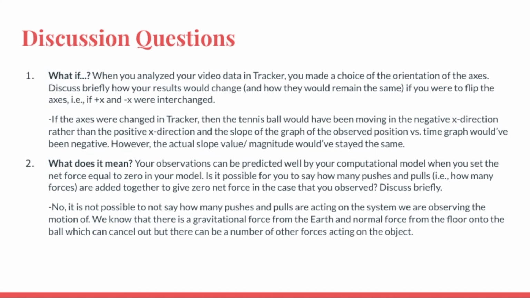And is it possible for us to say how many pushes and pulls are added together to give zero net force? No, it's not possible for us to know how many pushes and pulls are acting on the system we're observing, but we do know that there is a gravitational force from the Earth and a normal force from the floor onto the tennis ball, which can cancel out, but there can be a number of other forces acting on the object.